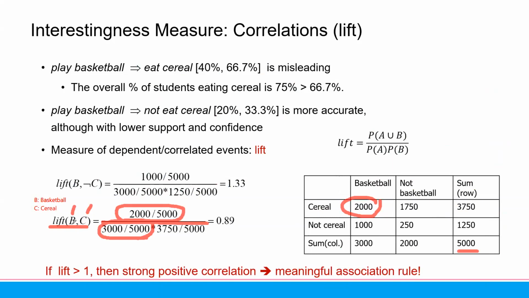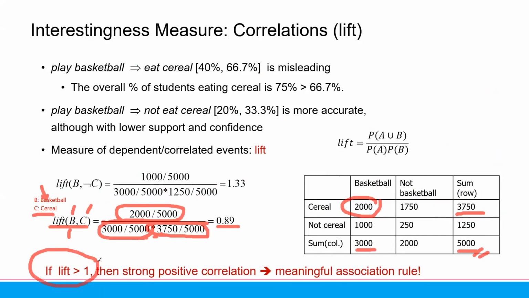What is A? This is the B. Okay, we want to get the probability of the basketball, which is 3000 divided by 5000, multiplied by cereal. The cereal is 3750 divided by 5000. Okay, so you will get the number of leaf, this one. Based on the measures, there's the conclusion here.